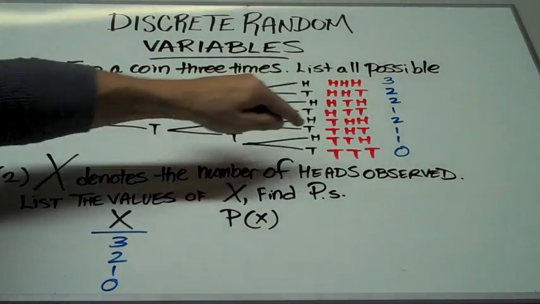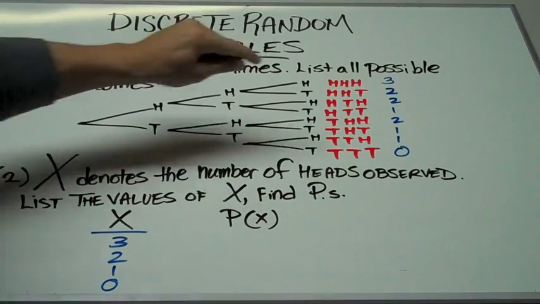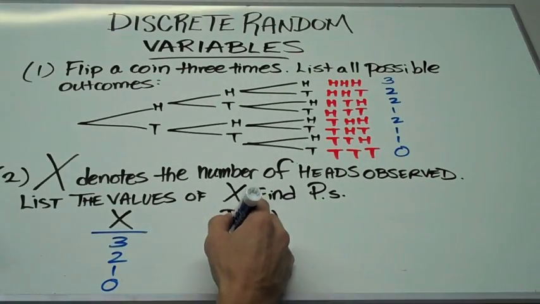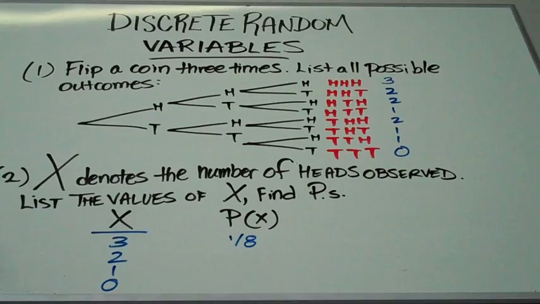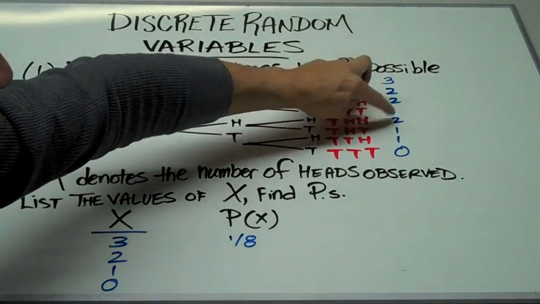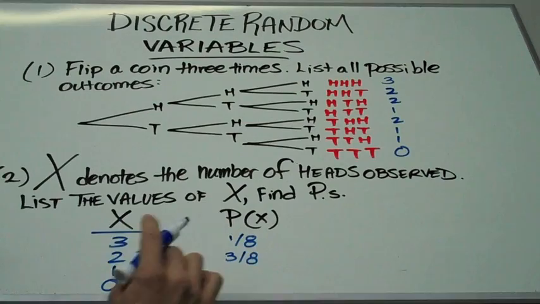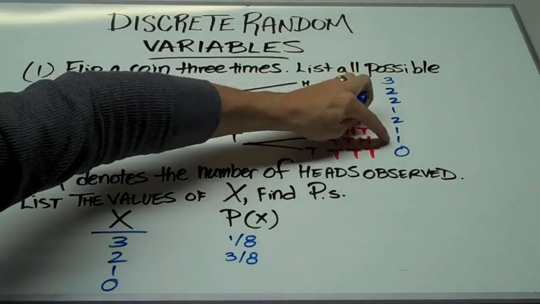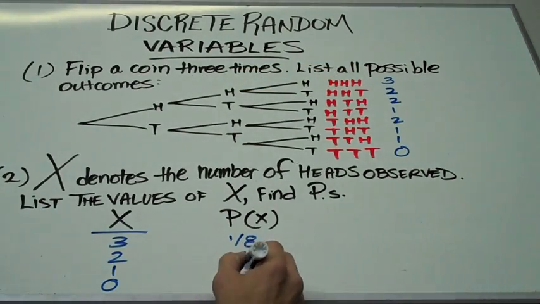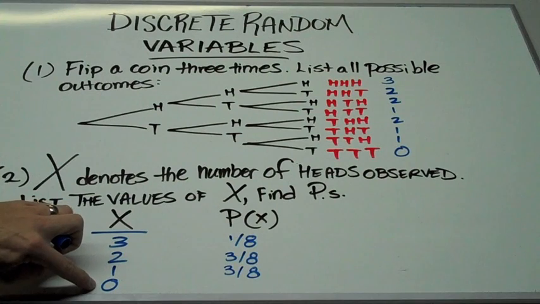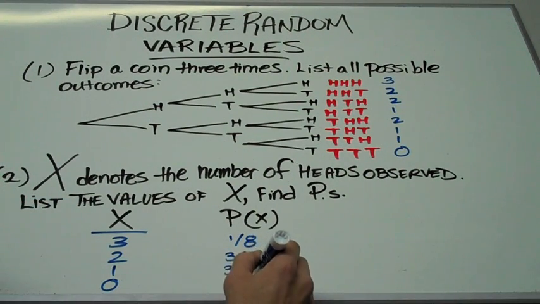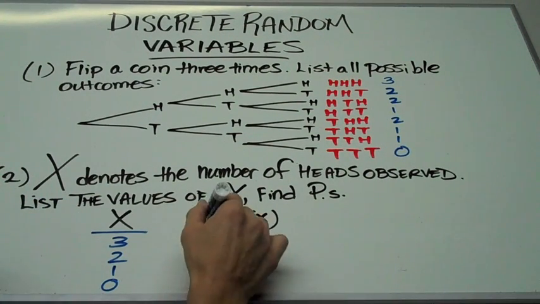What are the probabilities associated with each of these? Well, I have 8 possible outcomes. For 3, I have 1 out of 8. For 2, I have 3 possible values, so 3 out of 8. For 1, I have 3 values, so 3 out of 8. And for 0 heads, I have only 1 possibility out of 8.